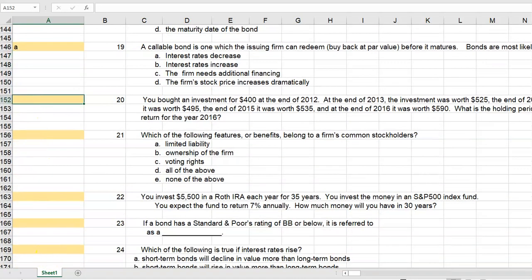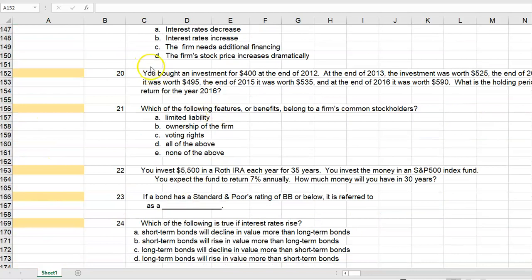All right. 20. I bought a bond, bought some investment. The investment changed year after year. What is the holding period return for the year 2016? All right, there's a lot of numbers in here. But what is the holding period return?